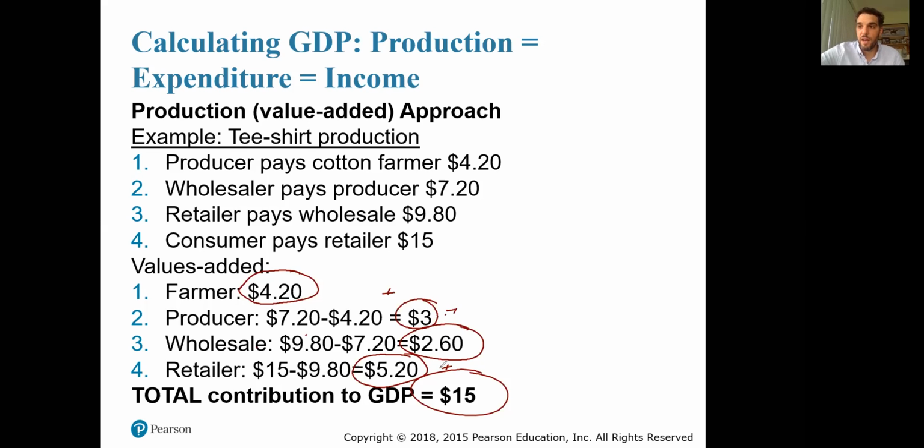So that's how you use the value-added approach to see how much increase in GDP there will be for each firm in the production process. Okay? Next video, we'll take a look at the expenditure approach to calculating GDP, followed up by the income approach to calculating GDP.